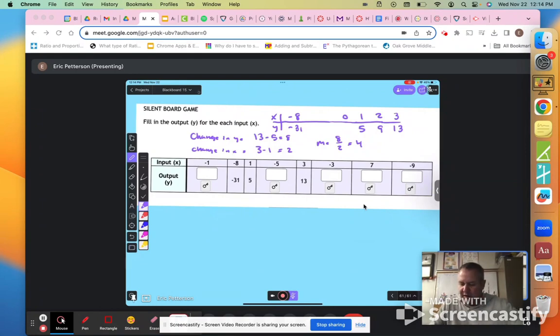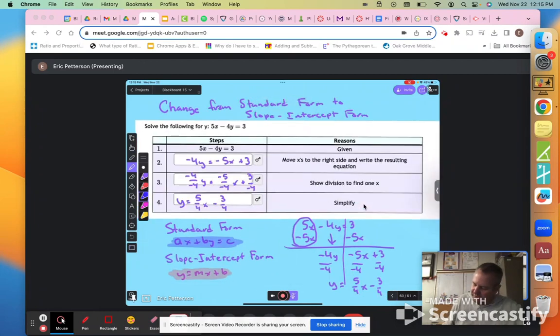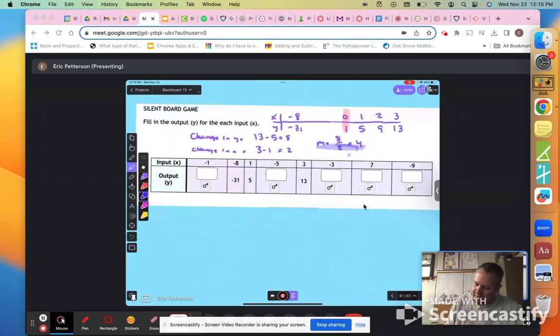So I'm going backwards from 1 to get to 0, so I have to go backwards 4. So 5 minus 4 is going to be 1. So again, here's my key points. There's my b. There's my m. So my equation is y equals 4x plus 1. Now I can put in each of these inputs and solve it.